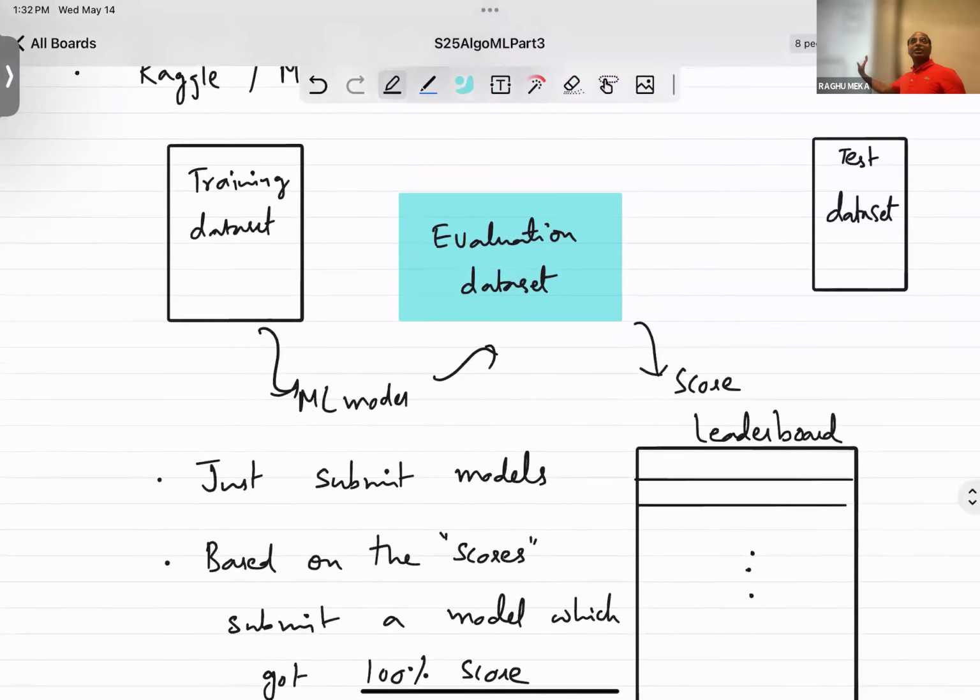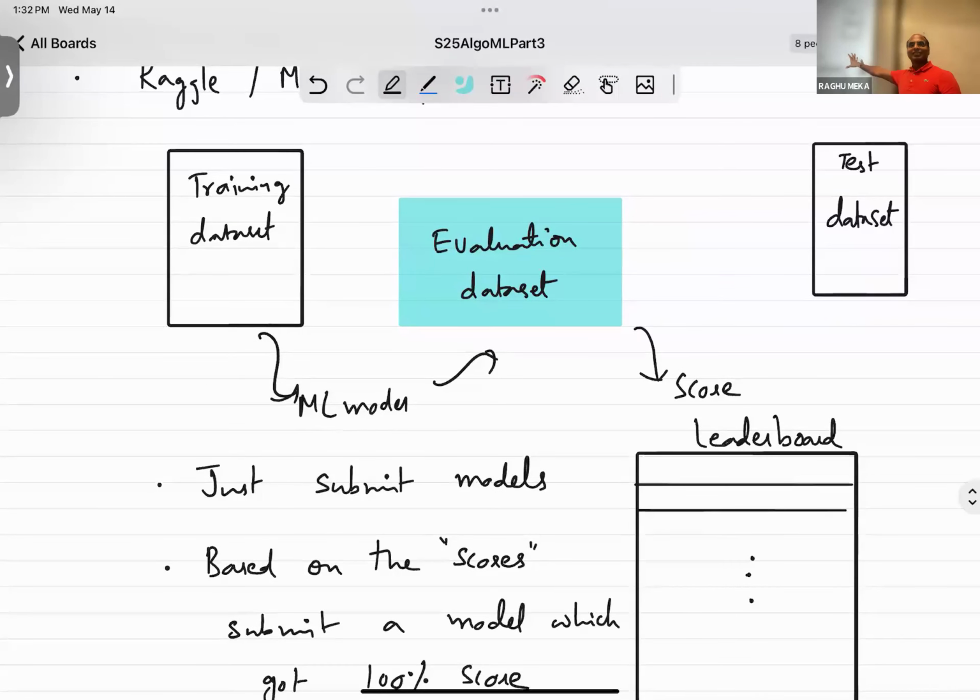Okay. They didn't even look at the training data set. I'm not even going to look at the training data set. I'm just going to keep submitting models. Every time I submit a model, you give me a score. You gave me a score saying 0.1. Next time I submit a model, you gave me a score saying 0.5. Next time, 0.6. Based on this, after a few trials, they found a model which had a score of 100%, meaning they got to leaderboard number 1. They never even looked at the training data set.